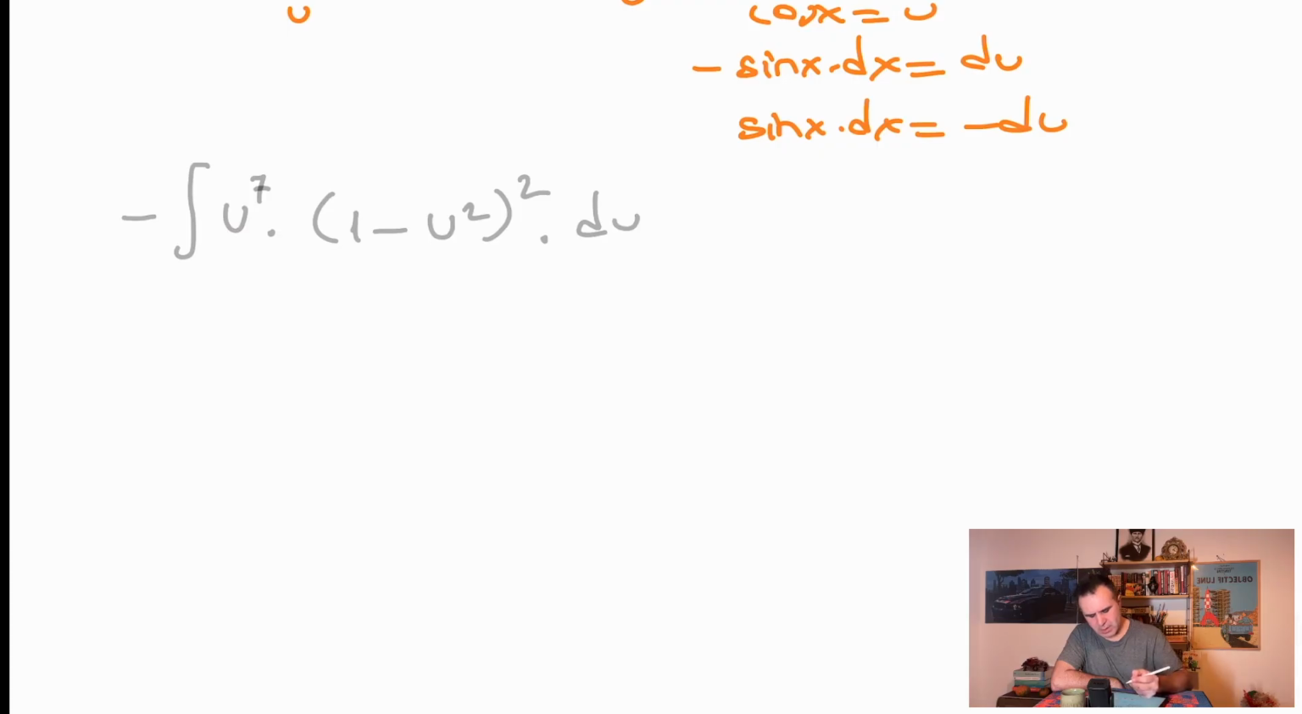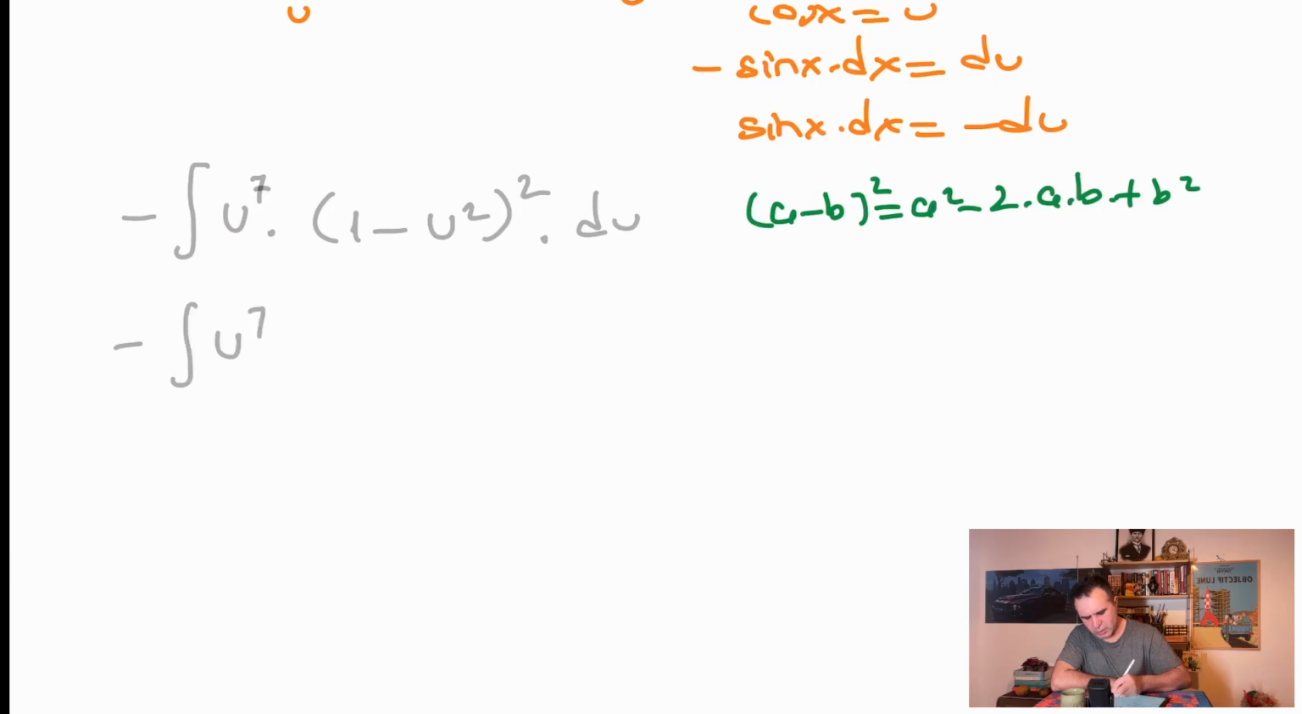Now, we know that a minus b squared is equal to a squared minus 2 times a times b plus b squared. Here we have 1 minus u squared. This means that a is 1 and b is u squared. Then this is equal to u to the power of 7 times the square of 1 minus 2 times 1 times u squared, which is 2u squared, plus the square of u squared, which is u to the power of 4, times du.